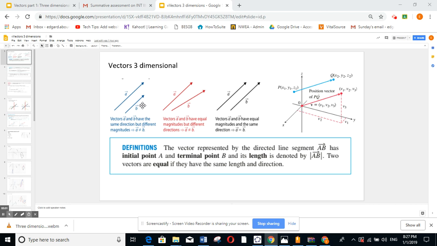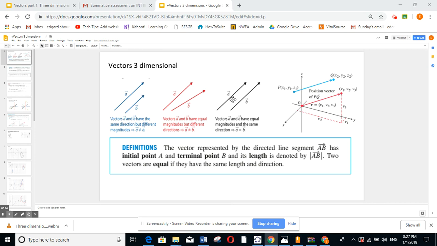Hi students, we're going to talk now about vectors in three dimensions. First of all, you all recall that a vector is characterized by its sense. Like here, they all have the same sense. If one is up and one is down, they have opposite sense. Then its direction, if they are parallel or not, and its norm, its distance.